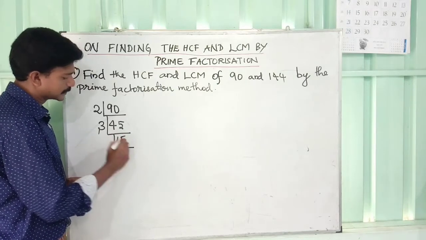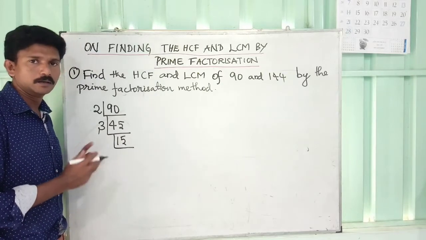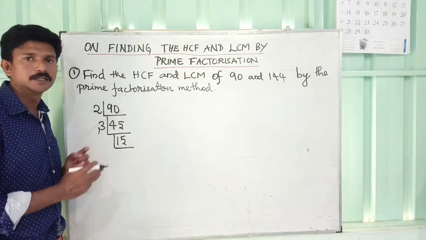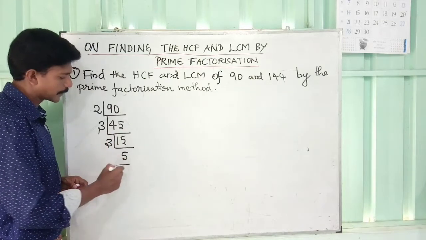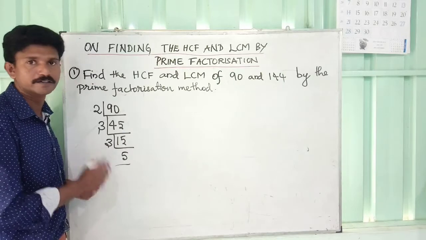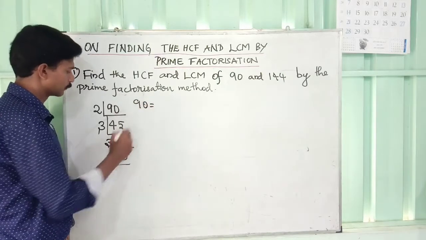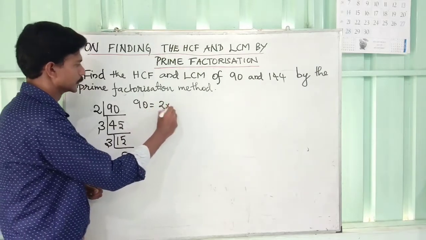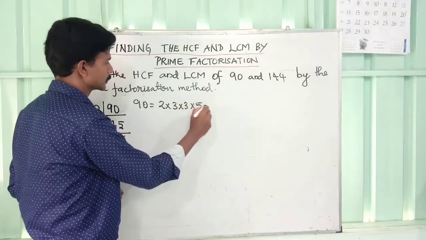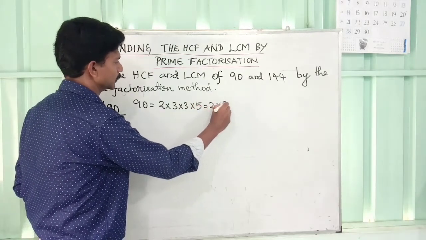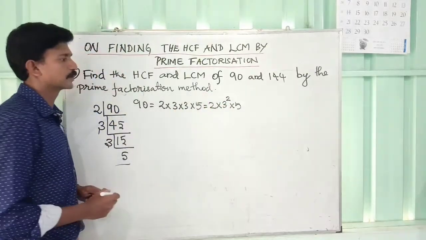Again, 1 plus 5 is 6, so this number is a multiple of 3, so we can use 3 again. 3 times 5 is 15. 5 is a prime number, so we can stop here. So the prime factorization of 90 is 2 into 3 into 3 into 5. That we can write as 2 into 3 square into 5, since 3 into 3 is 3 square.